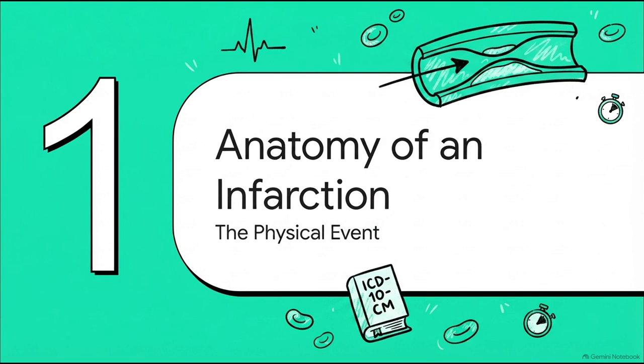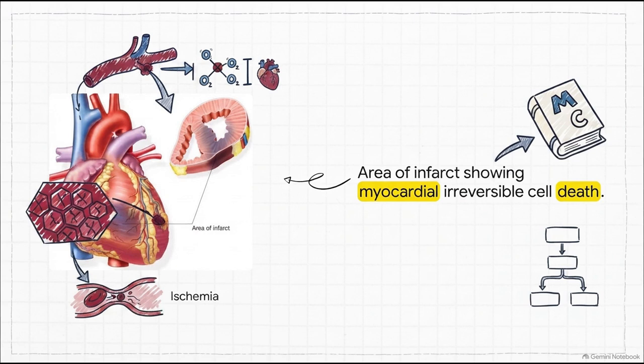Okay, Section 1, the anatomy of an infarction, the physical event. What's really crucial here is establishing our baseline. When we say myocardial infarction, what are we physically talking about? We're talking about irreversible myocardial cell death, or necrosis, caused by prolonged ischemia. Take a look at the specific area of infarct highlighted on the heart wall here. Blood flow literally stops. The tissue is starved of oxygen and it dies. That physical, biological reality is the anchor for absolutely every code we're about to discuss.